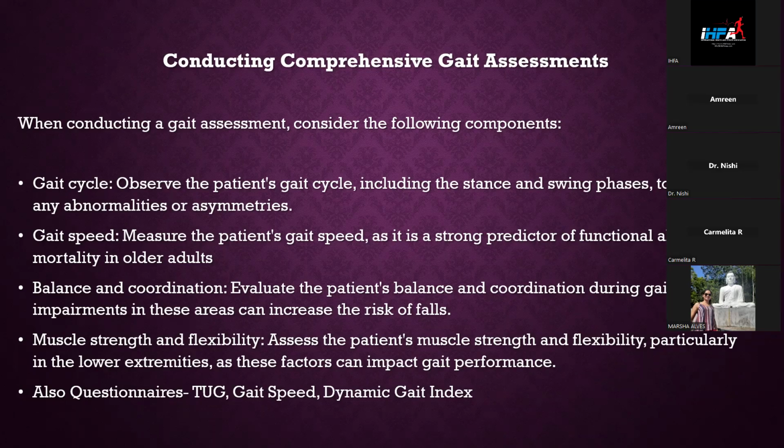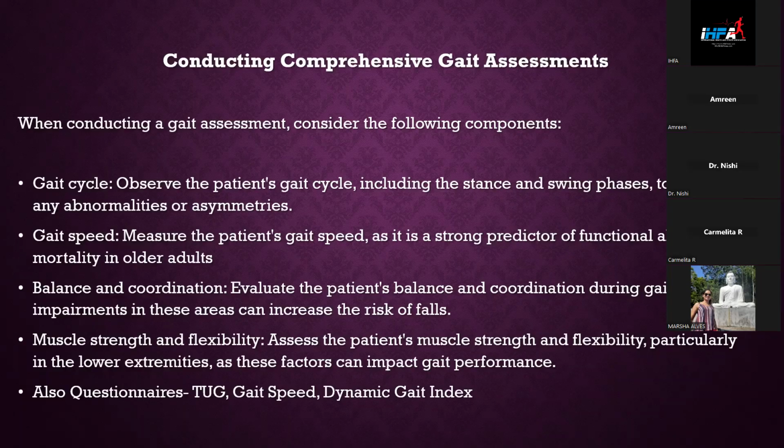How will you assess gait speed? Again, you have to calculate the distance they are walking. You know the time, and you can put the formula and find the speed. Third is balance and coordination. During the gait, you have to see how the person is able to balance, able to coordinate between upper limb and lower limb, because that will tell us the person's risk of fall.